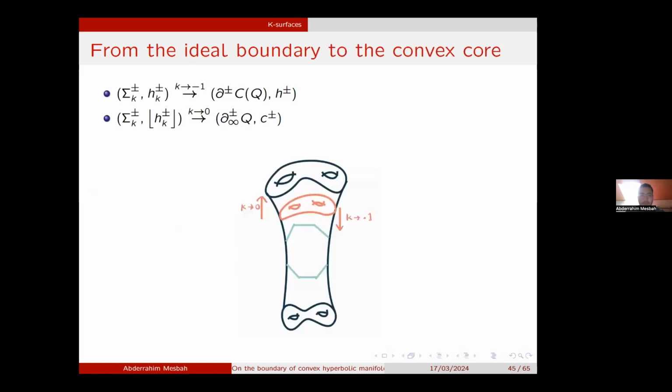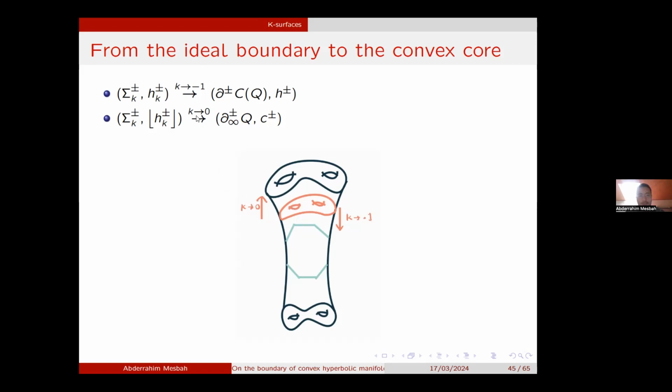Yes, and also we know what happens to the metric on the K surfaces when K varies. So when we ask K to go to -1, then these surfaces with their induced metric converge to the boundary of the convex core with the induced hyperbolic metric.